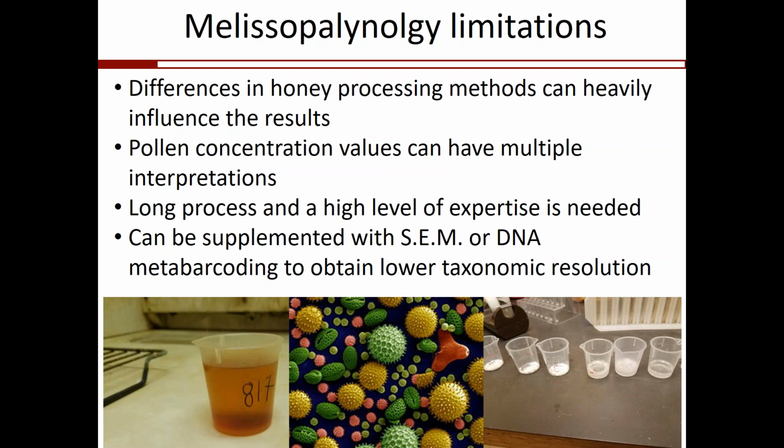There are a lot of different methods of actually processing honey. Acetolysis is going to be one of your better ones if you want to look at the pollen grains in detail. But if you're not using that, there are other methods floating around that may not give you the same resolution for accurate identification or confidence in identifying them. And the pollen concentration values can have multiple interpretations with that.